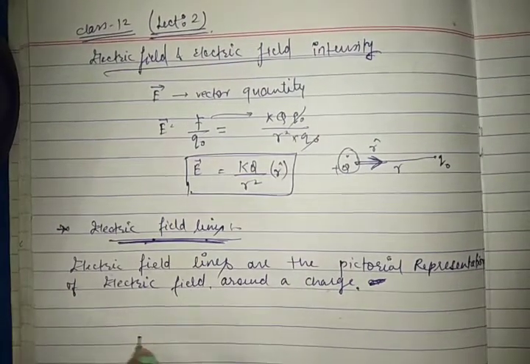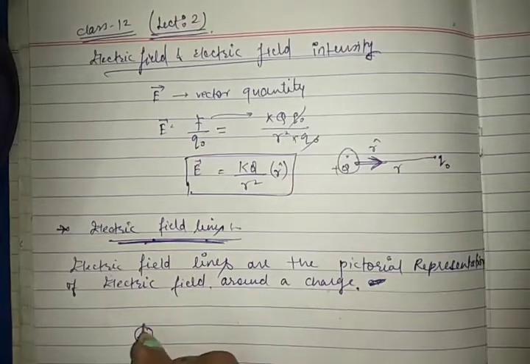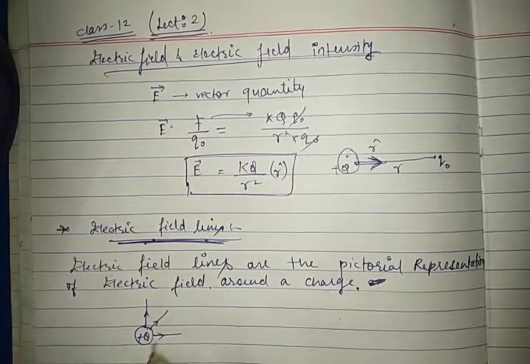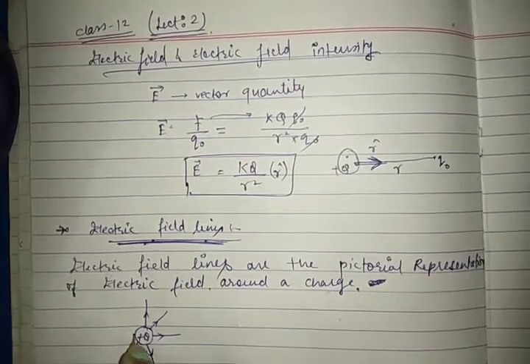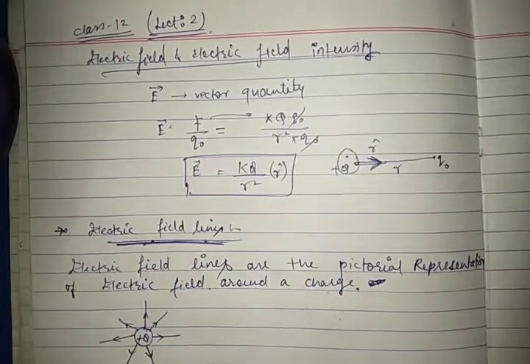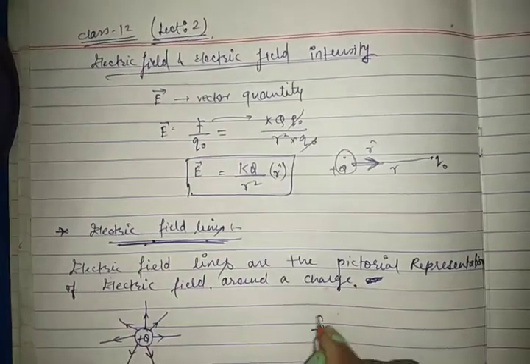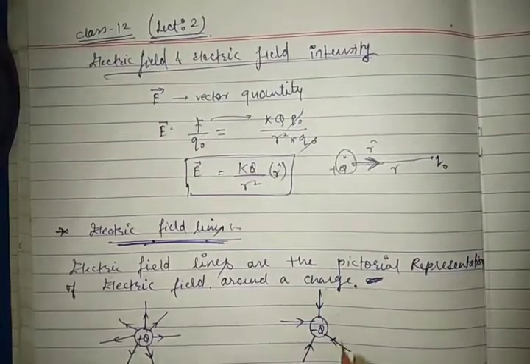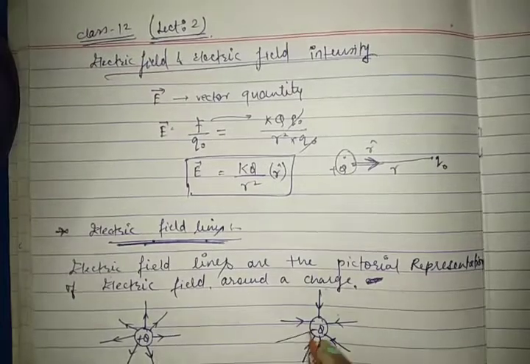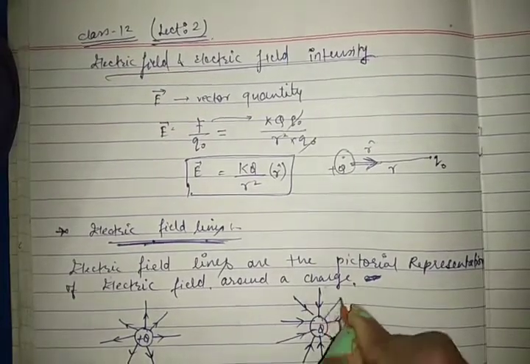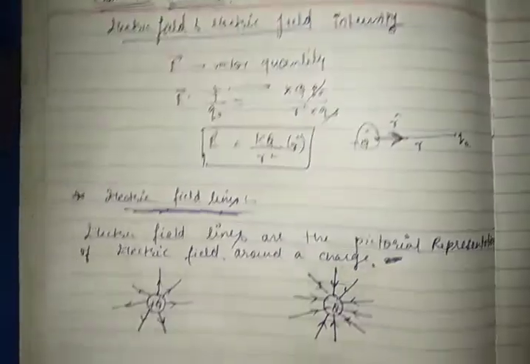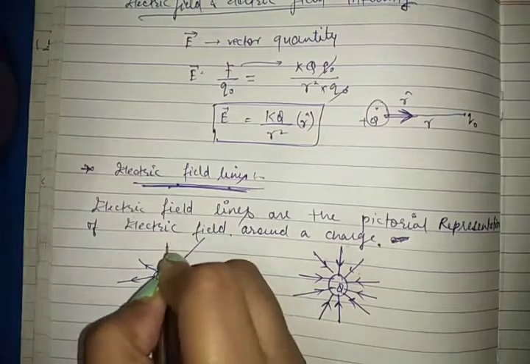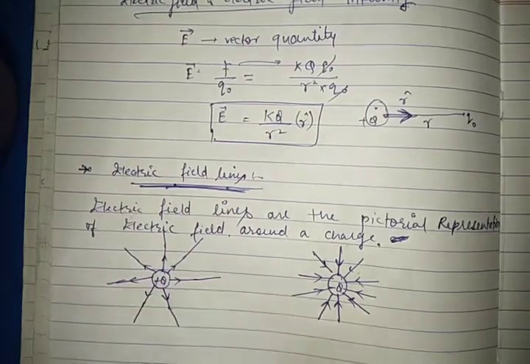As I told you, the plus Q charge is diverging in nature, meaning the electric field from the plus Q charge is radially outward, and for minus Q charge the electric field lines are radially inward, that means converging in nature. So you can see here, we are extending it a little bit.